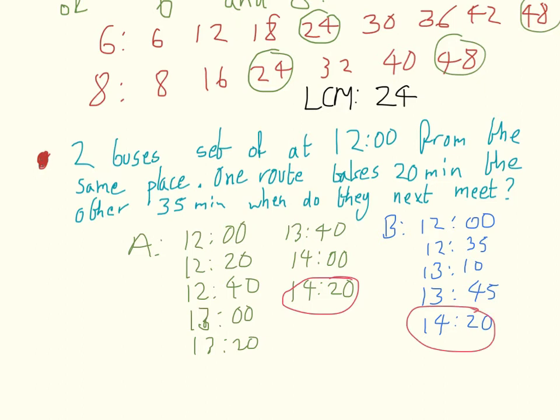which appear in both route A and route B, and that is the next time that both A and B buses will meet. And that is the lowest common multiple, so it's the first number that appears in both times tables.